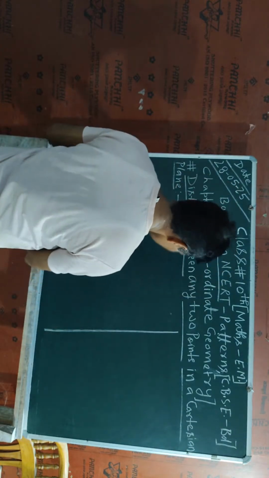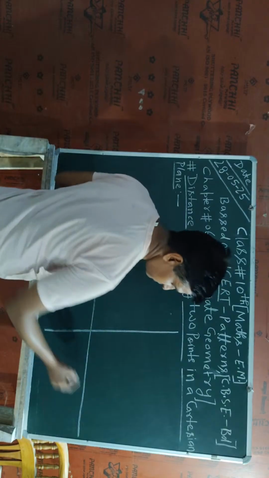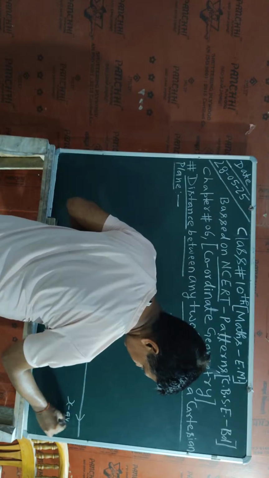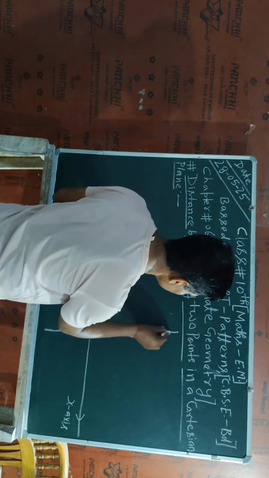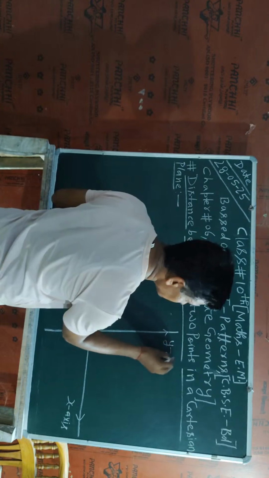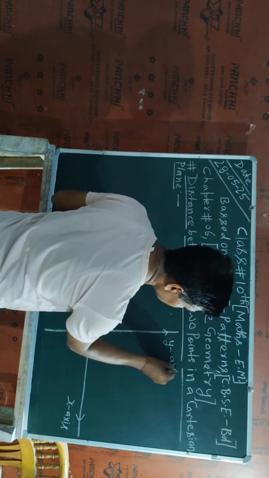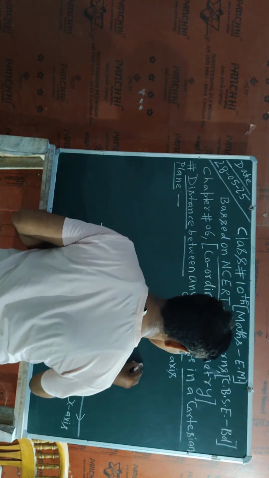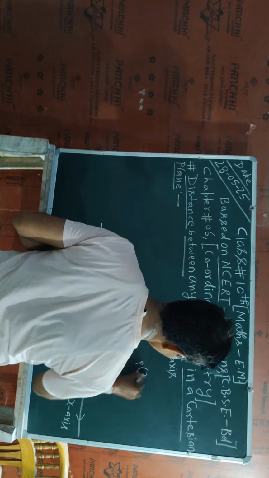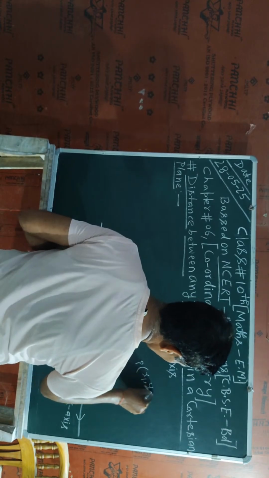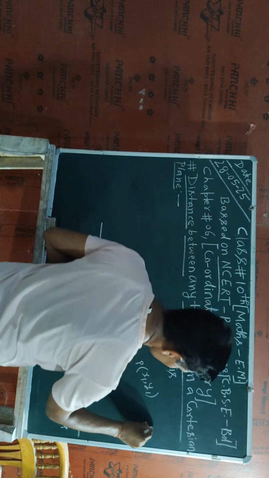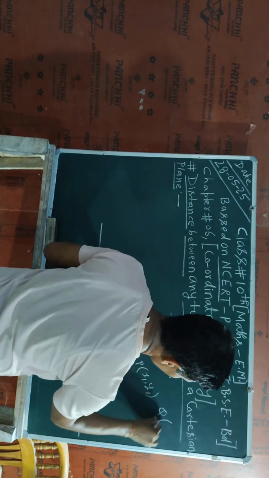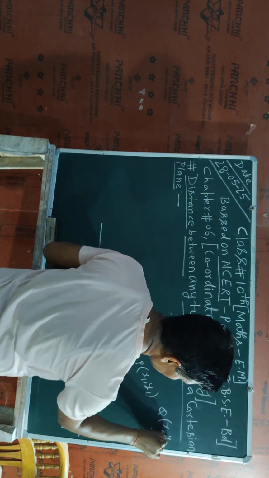I will draw an x-axis, which is parallel to the horizontal axis, and the other line I will say is the y-axis. I will write it like this, and I will take any 2 points. One point I will call P, whose coordinate is x1 comma y1, and the other point I will call Q, whose coordinate will be x2 comma y2.